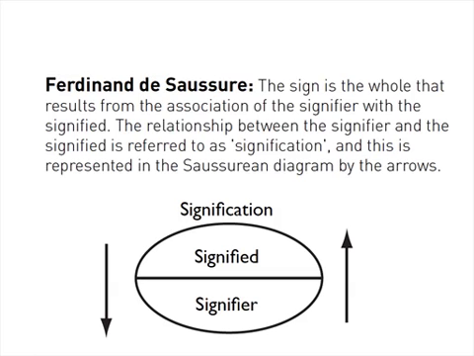Ferdinand de Saussure says that a sign is the whole that results from the association of the signifier with the signified. The relationship between the signifier and the signified is referred to as signification. That was significant. That's a phrase that we might use every now and again because it was something that is total and whole and moving. And this is represented in the Saussurean diagram by the arrows. So signification is the process of the signifier working with the signified. So that means the sign meaning something.